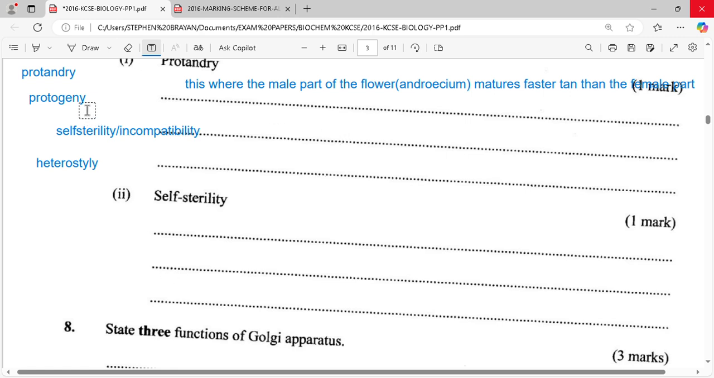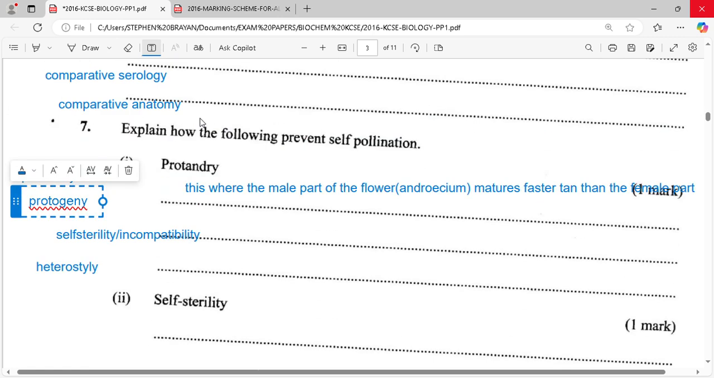And then we have protogeny. Protogeny is the opposite of protandry. This is where the female part matures faster, before the male part has matured to shed the pollen grains. So the female part is ready to receive the pollen grains, but the male part is not ready to shed the pollen grains.